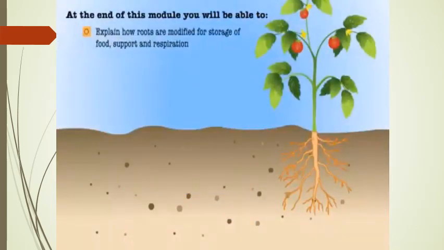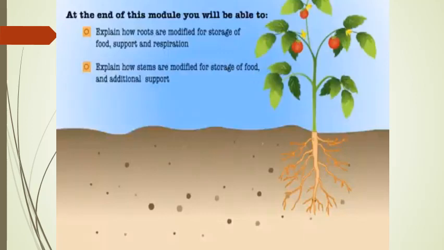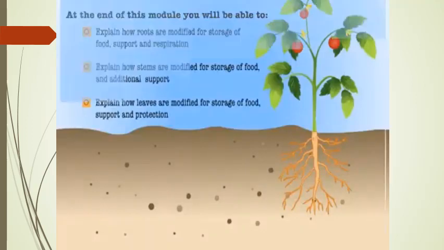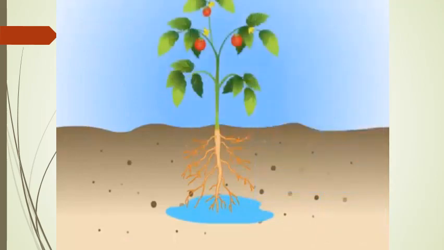At the end of this module, you will be able to explain how roots are modified for storage of food, support and respiration. Explain how stems are modified for storage of food and additional support. Explain how leaves are modified for storage of food, support and protection.